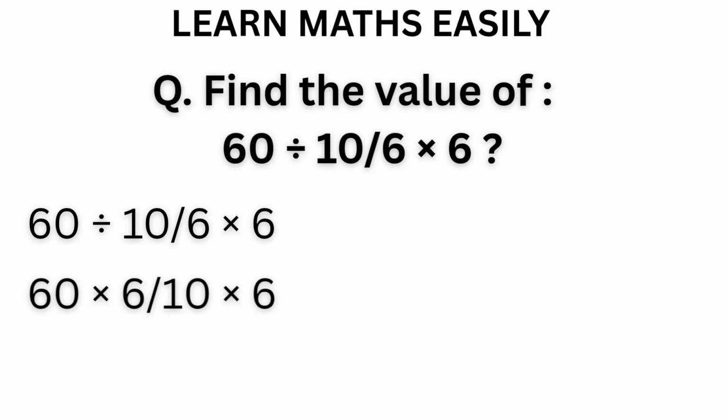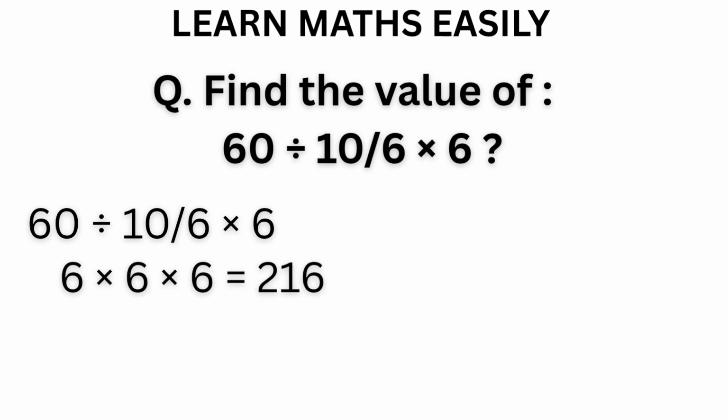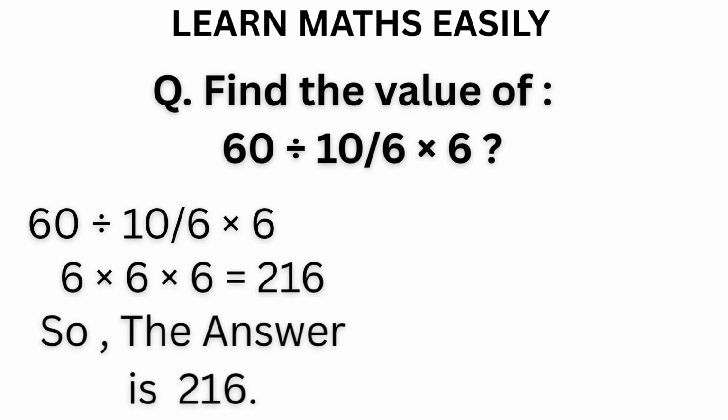We have only multiplication, so simply we can cancel out and we can multiply. So we get 6 into 6 into 6, that is 6 cube, which is 216. Hence the solution of 60 divided by 10 by 6 into 6 is 216.